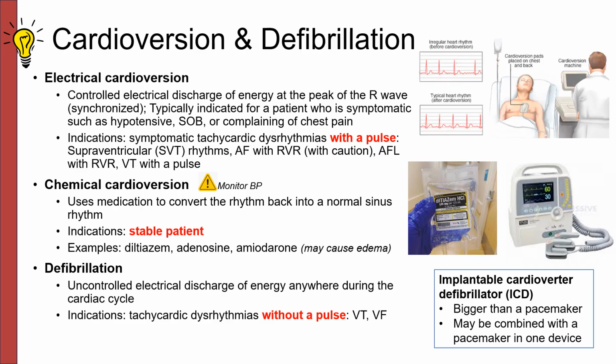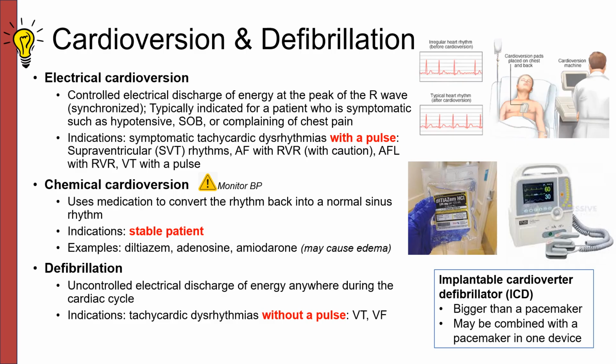This is controlled. The energy is released at the peak of the R wave. So this is a synchronized cardioversion. And this is usually indicated for a patient who is symptomatic. Okay, so we don't do this for a patient that is not symptomatic with an arrhythmia. This is for symptomatic patients that might be hypotensive, short of breath, or complaining of pain.